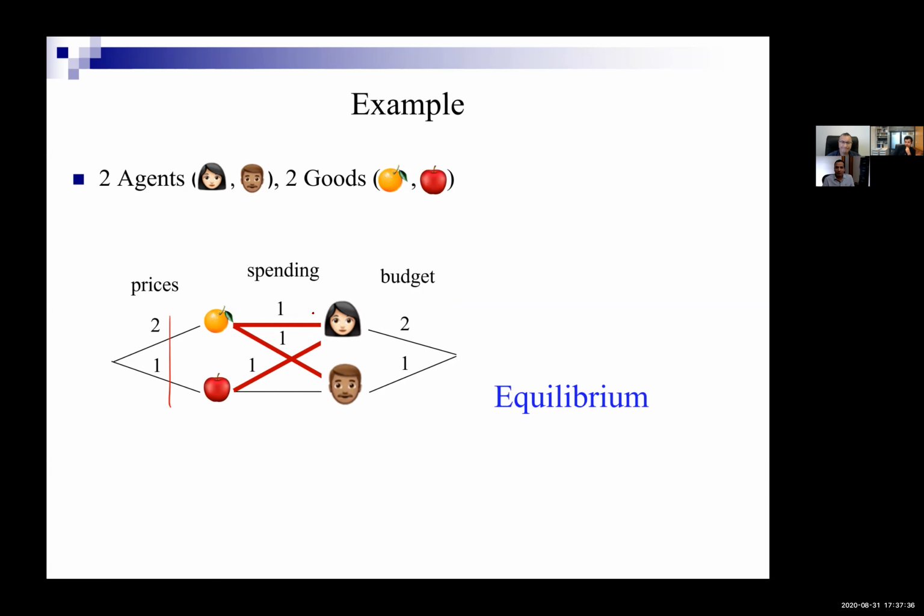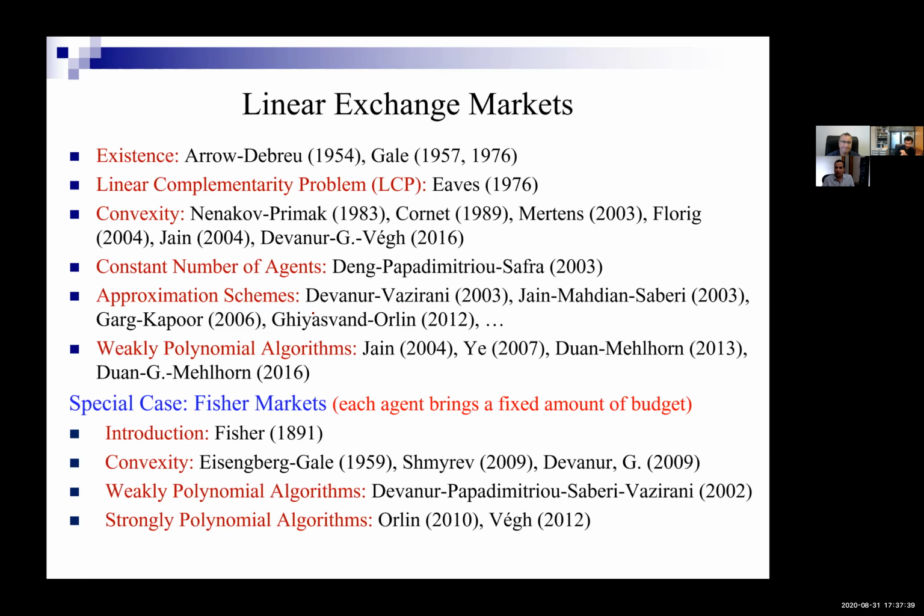This problem has been extensively studied for more than half a century. So I will not go over this list, and this is not an exhaustive list. I just want to point out two things. One is that there is a very important special case, which is itself well studied. It's called Fisher markets. The difference is that in Fisher markets, every agent brings a fixed amount of budget. So agents are bringing budget, not an endowment. I will be using the Duan-Mehta weakly polynomial algorithm as a subroutine in our algorithm. The Duan-Mehta algorithm extends the DPSV algorithm for Fisher markets. So let me just give you a one slide overview of these algorithms. Then we will talk about my algorithm.